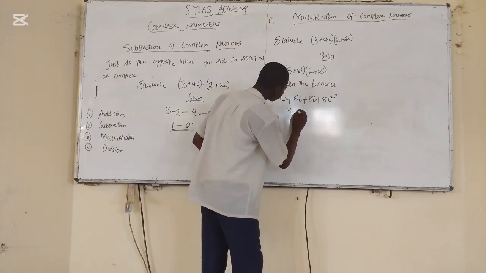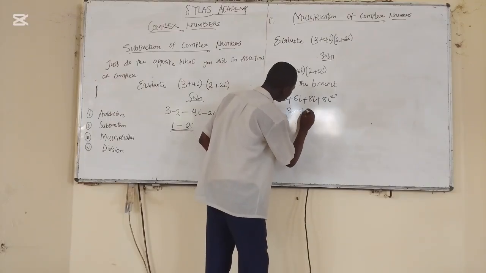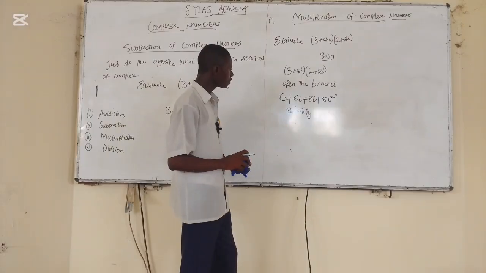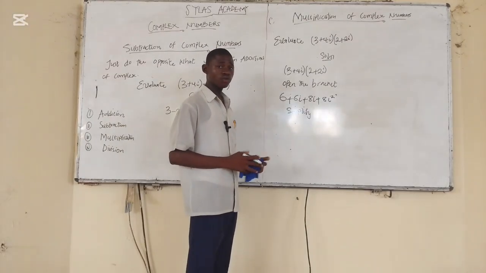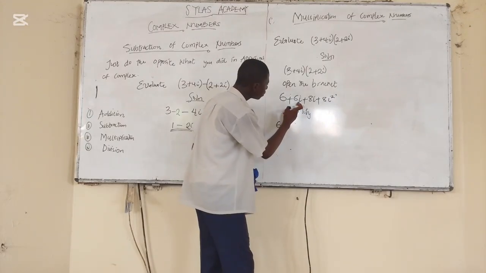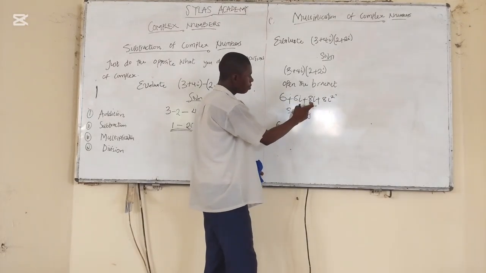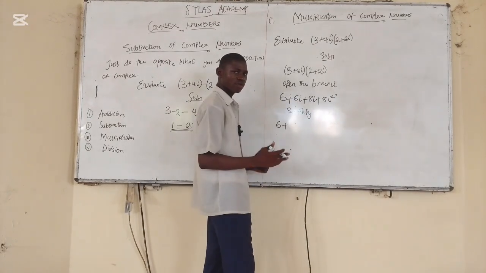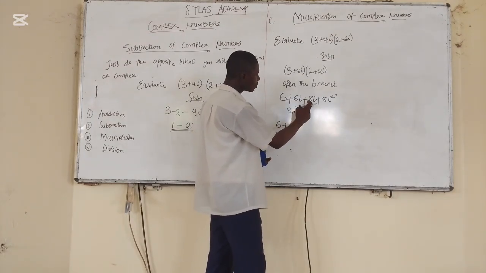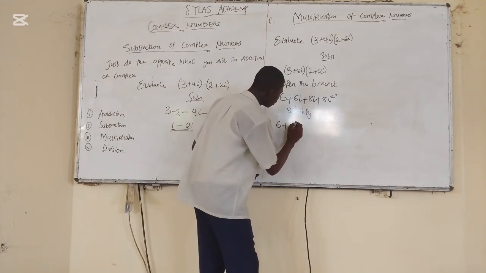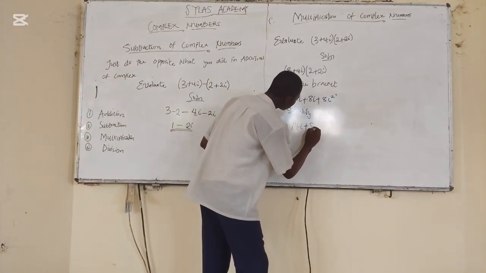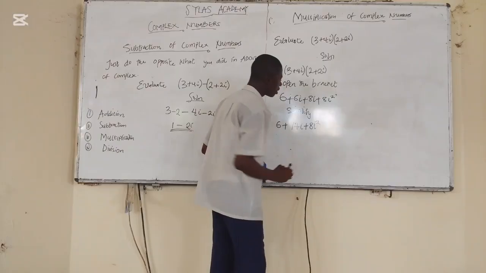Simplify. How do you simplify this? You have like terms here. You collect the like terms by saying 6i plus 8i here are like terms. Bring them together. 8 plus 6 will give you 14. You have 6 plus 14i plus 8i squared.